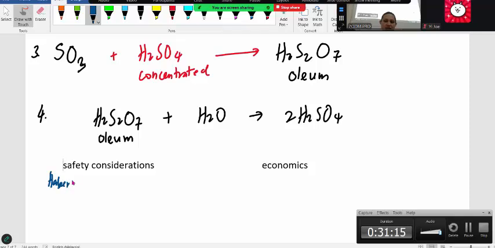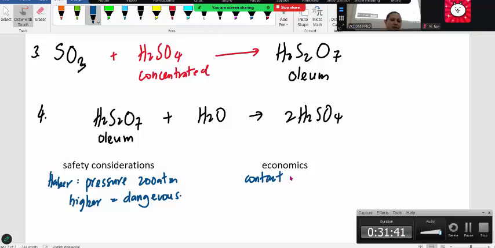In Haber, the pressure we use is 200 atmosphere, right? Why not higher? If it's higher, it's dangerous because it's already too high pressure. In contact, the pressure we use is 2 atmosphere. Why don't we use higher? No need, because this 2 atmosphere already gives high yield and already high rate. Enough already, no need higher. And if it's higher some more, the higher it is, the more dangerous it is.